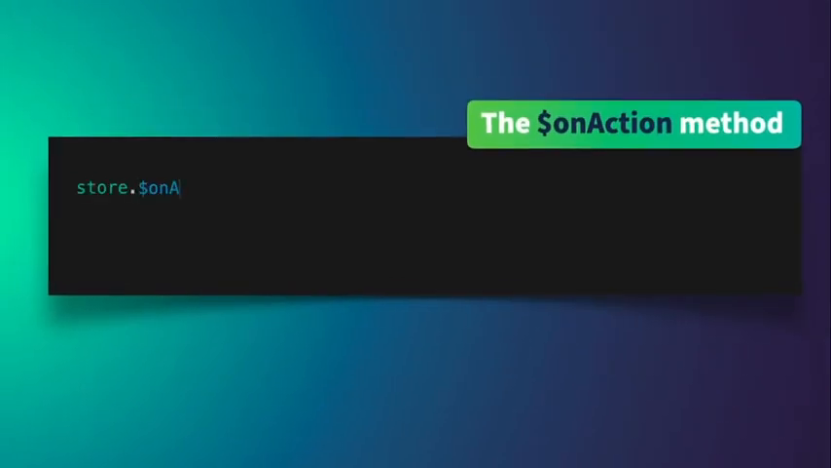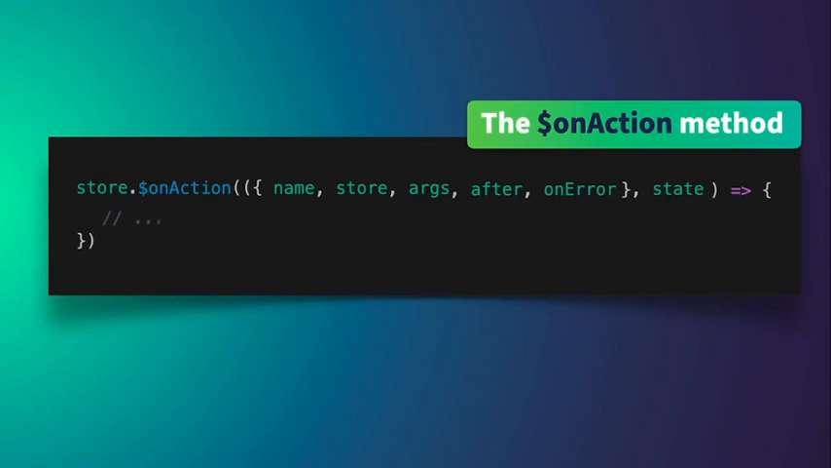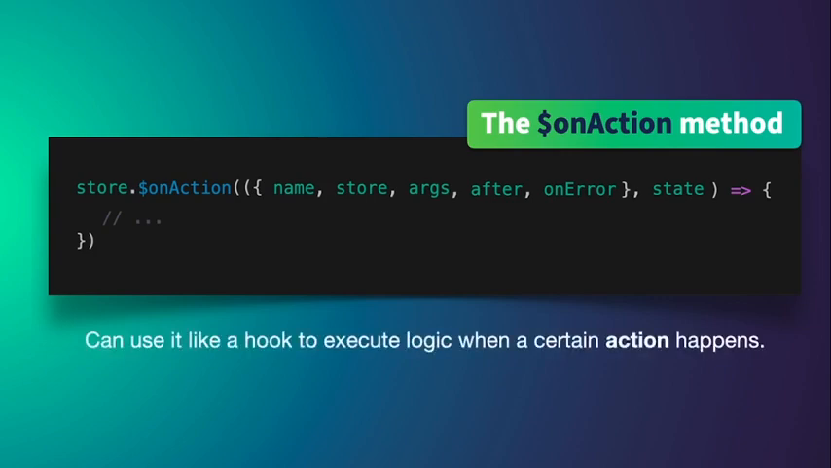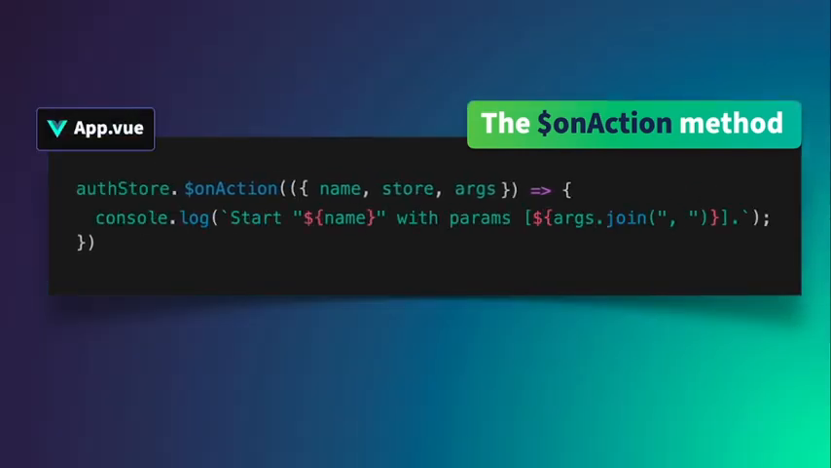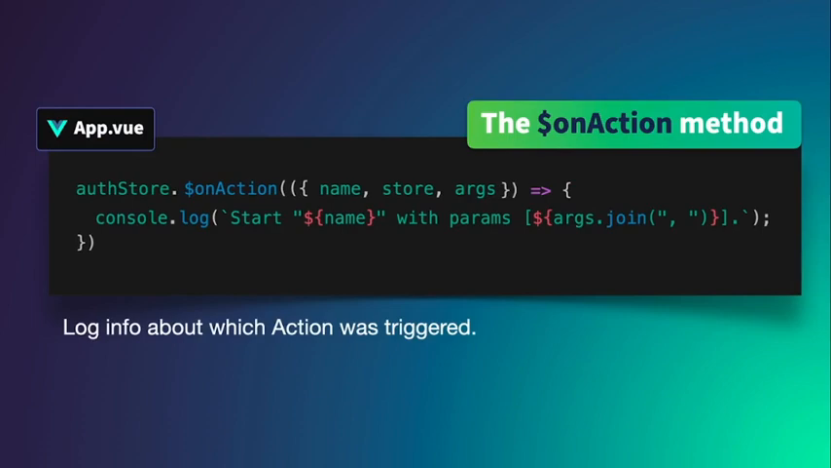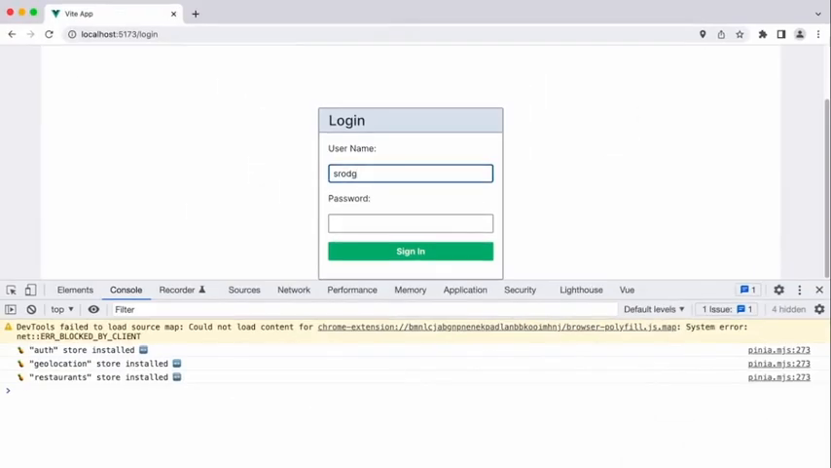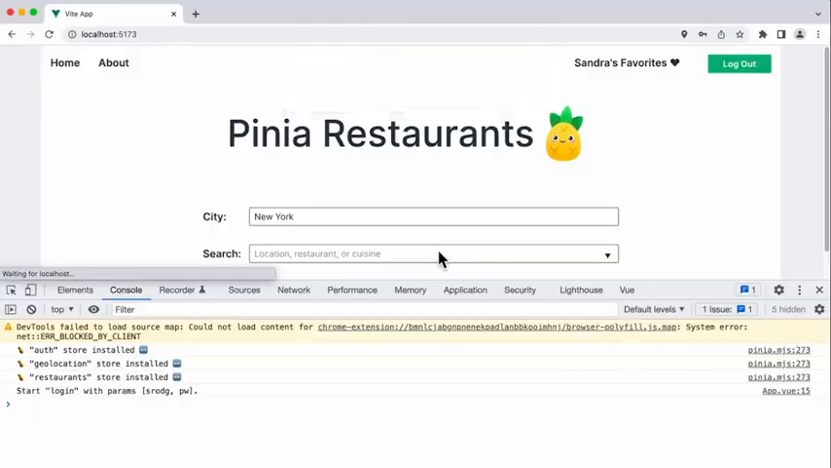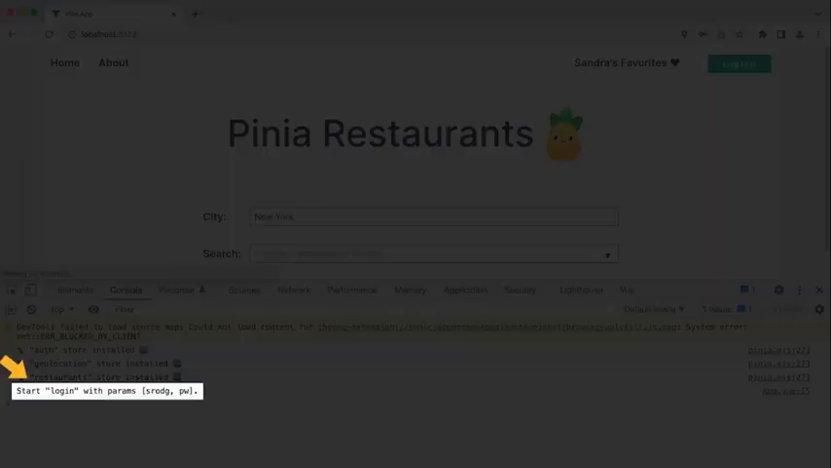When it comes to mutating our state, Pinia also offers a helpful method that we can use to get very detailed info about actions, the onAction method. As you can see, this method has a number of hooks we can use to perform some logic when a certain action happens. Note how we can pass in state as a second argument, in case we need it. Here, it's used to log information about which action has been triggered in the auth store. Watch how in the console we can see the name of the action, as well as the arguments that were passed into it.